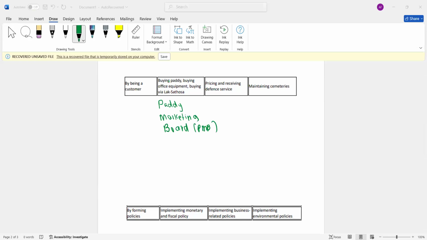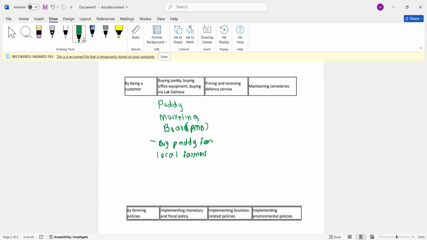Very good. By purchasing resources. Simply that is that. All right. Paddy marketing board. Now what do they do? They buy paddy from local farmers. That is one example for this one.